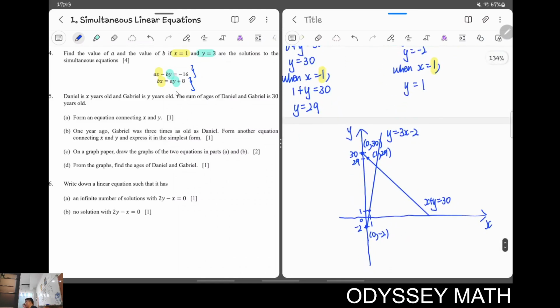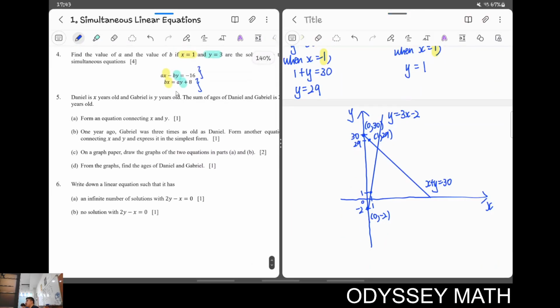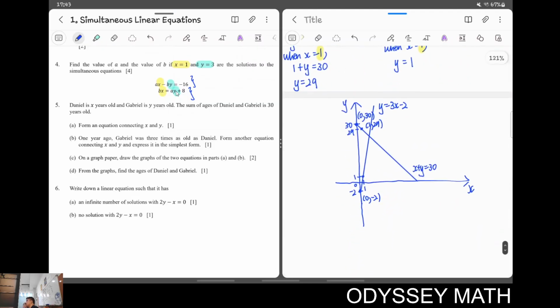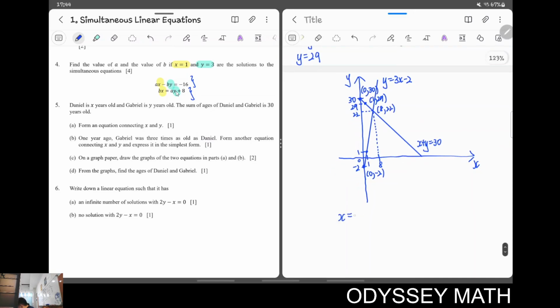Anyway, for this question, you need to do it hands-on, but I just hope you understand first. So this is the graphical approach. That's for part C over here. 2 marks. So with that, we find the intersection of the two straight lines. Then you will realize that this is actually 8 and 22. You read from the graph. So x equals 8, y equals 22.